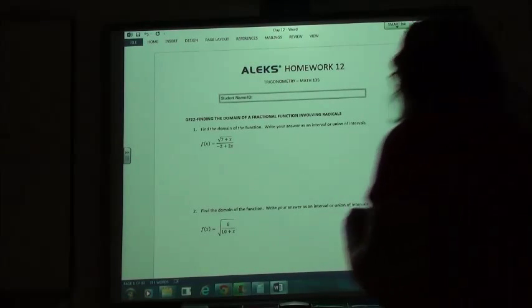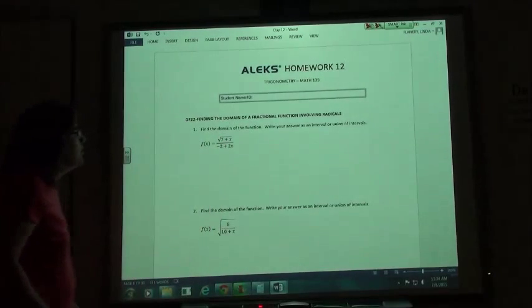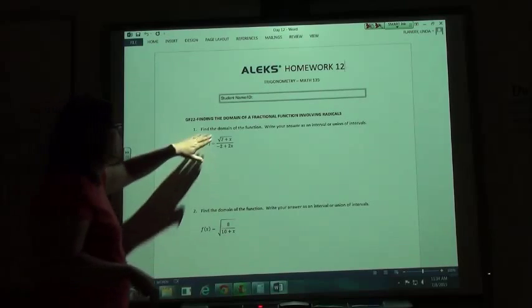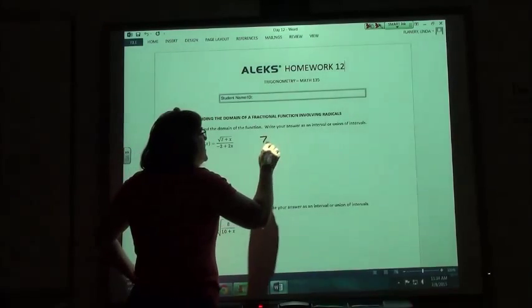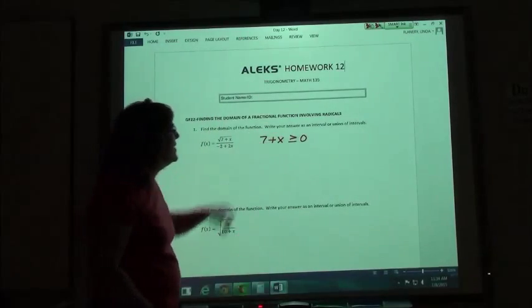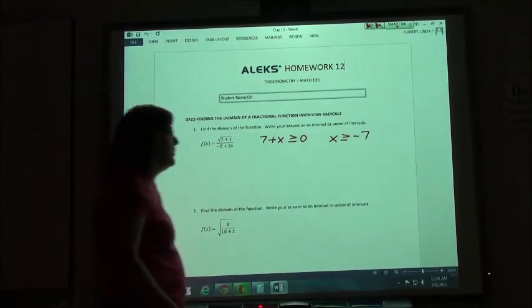So on homework 12, we're starting out with the domain of something that has both a fraction and a radical in it. And so we have to watch the domain for both sections. And so here, for my square root, the 7 plus x has to be greater than or equal to 0. If I move my 7 over, x has to be greater than or equal to negative 7.